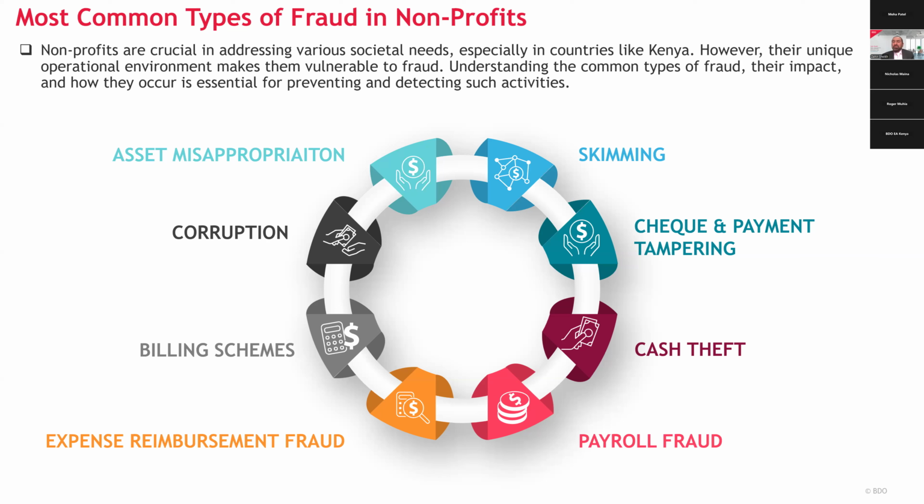Ghost employees can be added to the payroll, or they can inflate work hours to receive additional pay. Common methods will include creating fictitious employees, also altering timesheets, and then colluding with payroll staff to approve the fraudulent payments. This type of fraud exploits weaknesses in the payroll and HR processes.